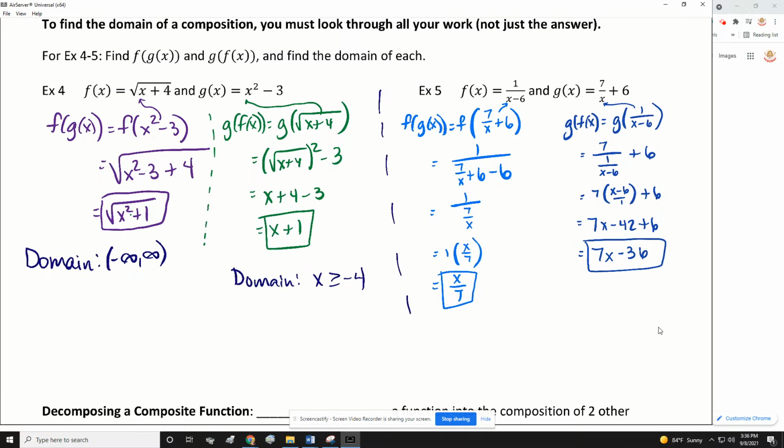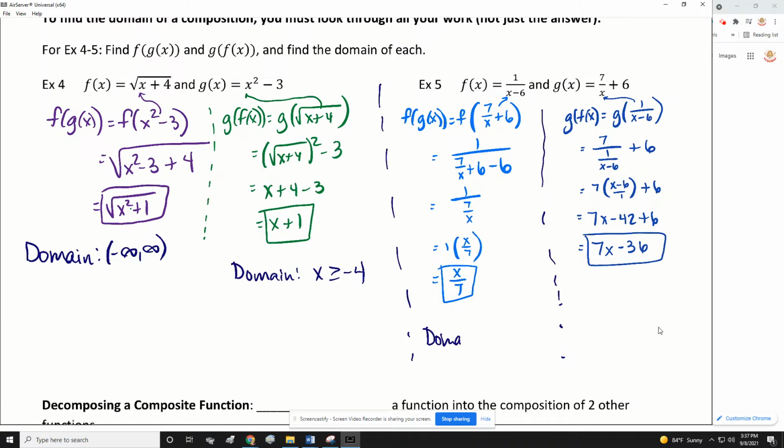All right, and then when we look at this light blue one, if we look at the final answer, we would just say all real numbers because there's an x in the numerator, and that's fine. But as we look through the problem here, there's an x in the denominator. So our domain is going to be that x cannot be 0. Okay, and then as we look in the work on the darker blue one here, we notice we have a variable in the denominator, and that x cannot be 6.